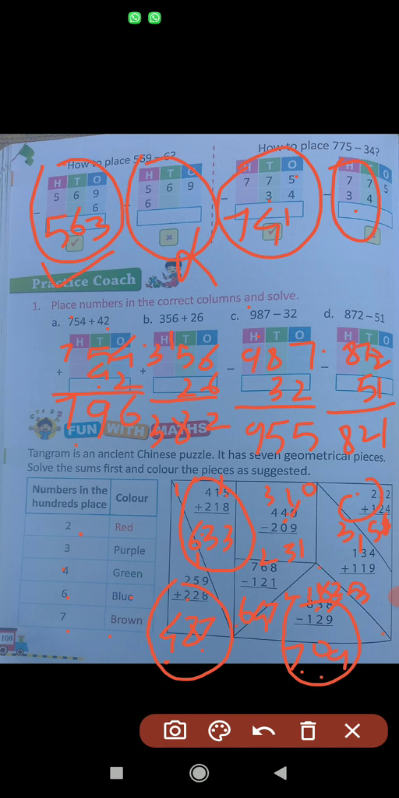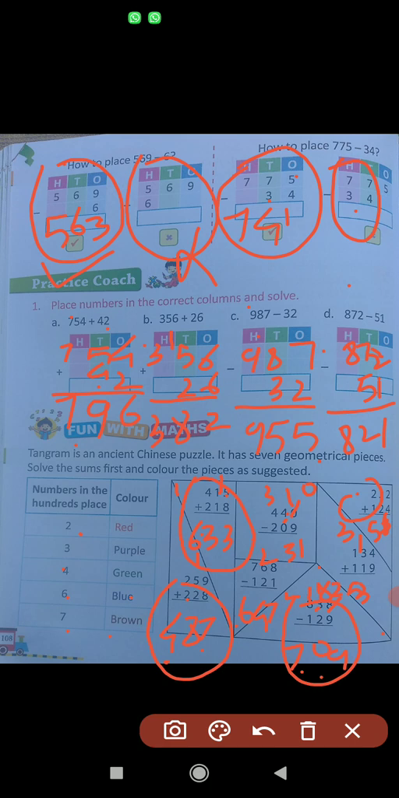Okay students, I hope you are understanding how to solve the numbers, how to subtract, how to add the numbers, and then how to color the picture and shape. So students, practice again and again. Write first in the textbook, then you can practice and write in your book 2 or 3 times. And one important thing is tables.